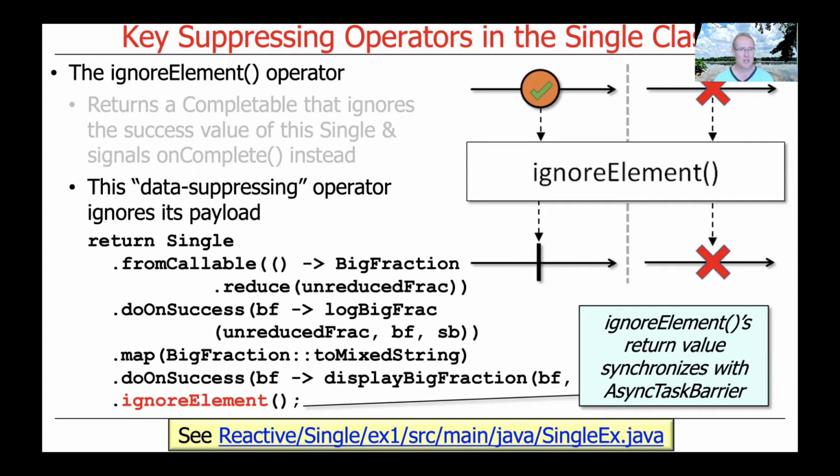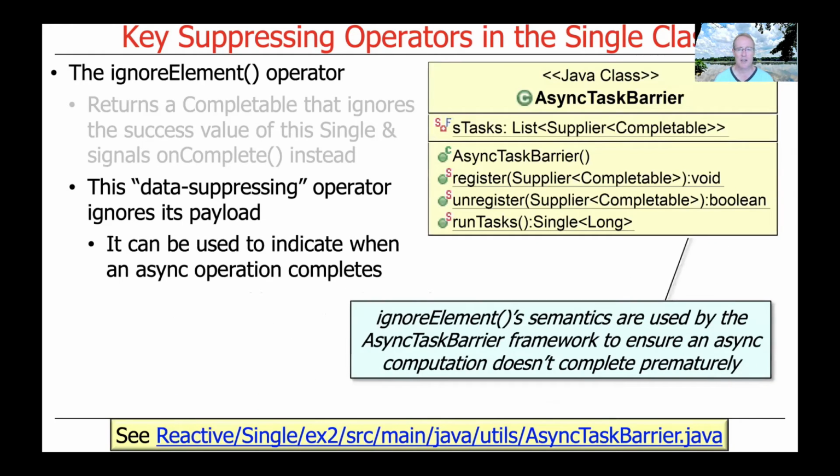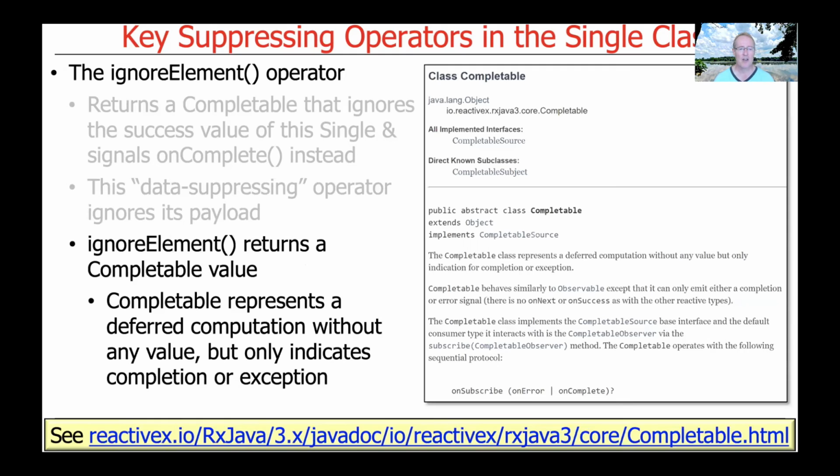And this value that's returned from ignoreElement is used to synchronize with the AsyncTaskBarrier that we've talked about earlier. If you recall in our earlier discussion, AsyncTaskBarrier is used to ensure that an asynchronous computation that's running in a background thread or threads doesn't complete prematurely. It'll simply wait until that operation is finished, and then that'll be used to indicate that you can continue on when all the other asynchronous operations that the AsyncTaskBarrier is waiting on have finished as well.